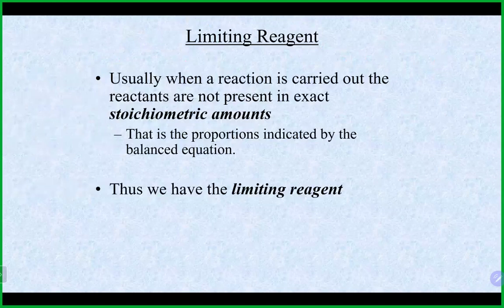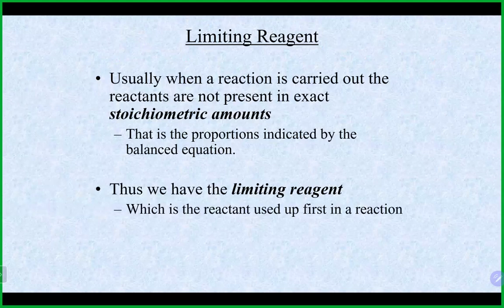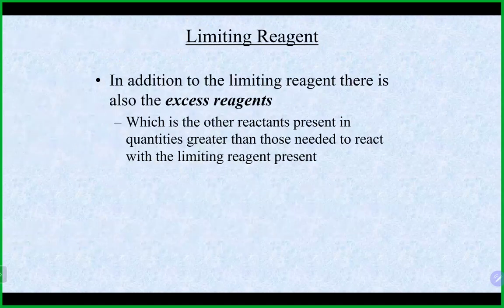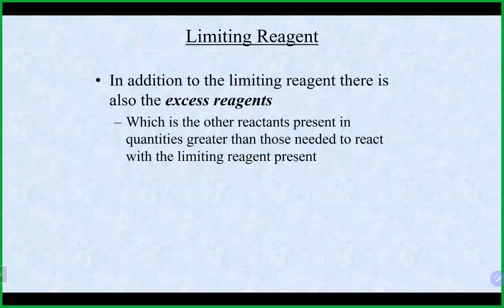So as I mentioned before, the limiting reagent is the one that gets used up first. It is the one that determines how much of that product you're going to actually make. And obviously, the excess reagent is the one that you have plenty of. And again, you'll have that left over when the reaction is done.